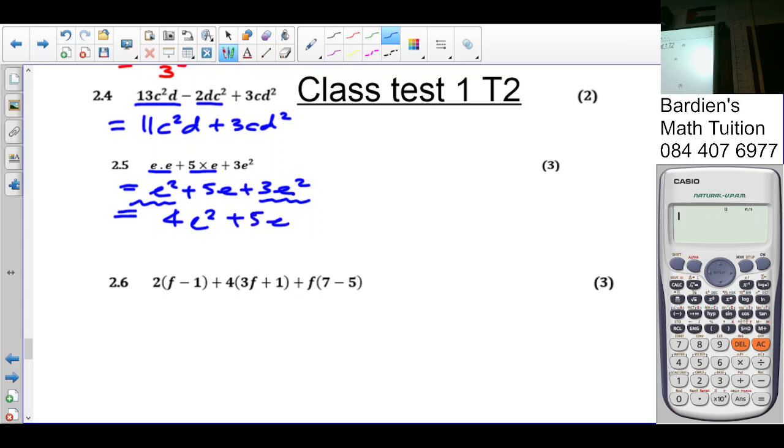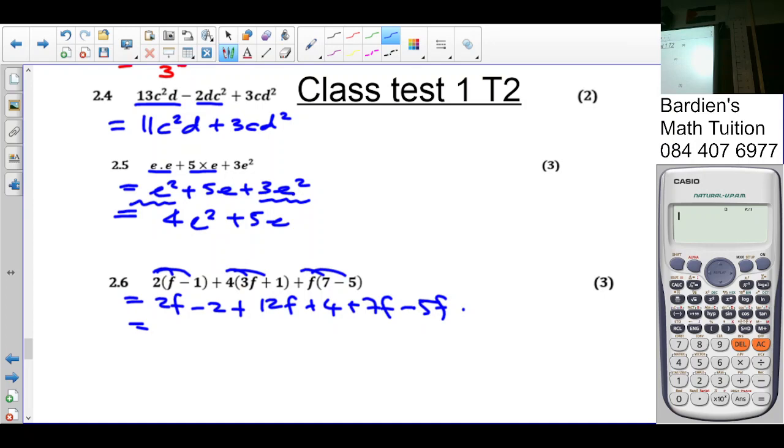The next one, we need to get rid of the brackets. We multiply this out. Okay? So 2 times f, 2f. 2 times negative 1, negative 2. 4 times 3f, 12f. 4 times 1, 4. f times 7, 7f. f times negative 5, negative 5.